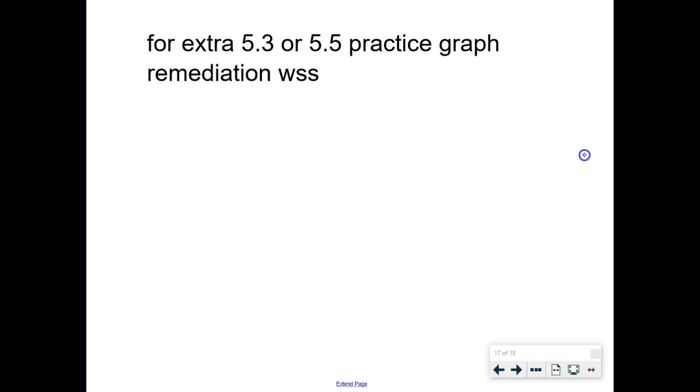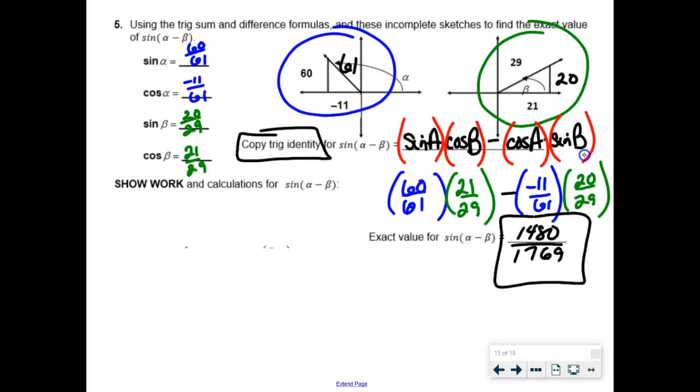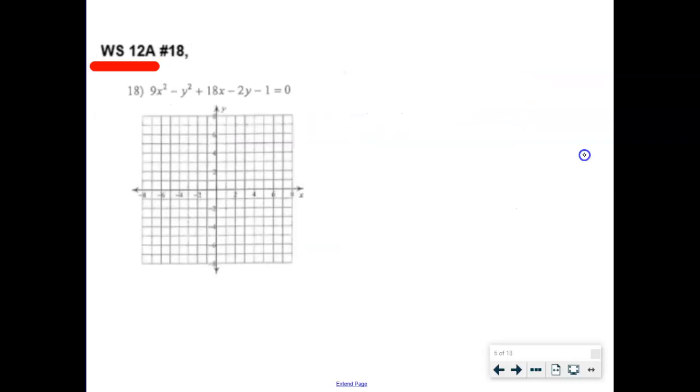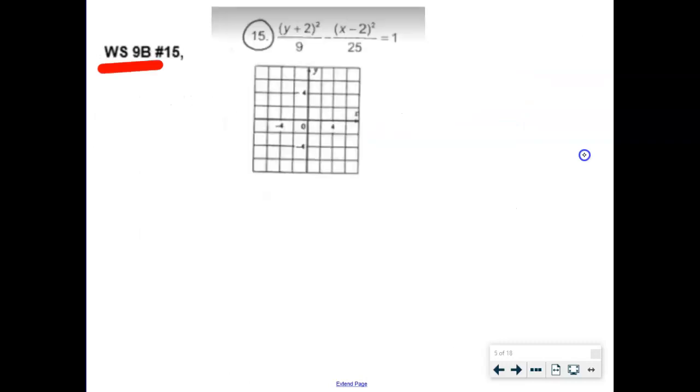Remediation worksheet. You know that bin of remediation? If you're like, man, I stink at these, there's a whole pile of them with the answers on the back, okay? You could also go back to your old reviews, the old slides, the old homework that you totally did, and you can do it again.